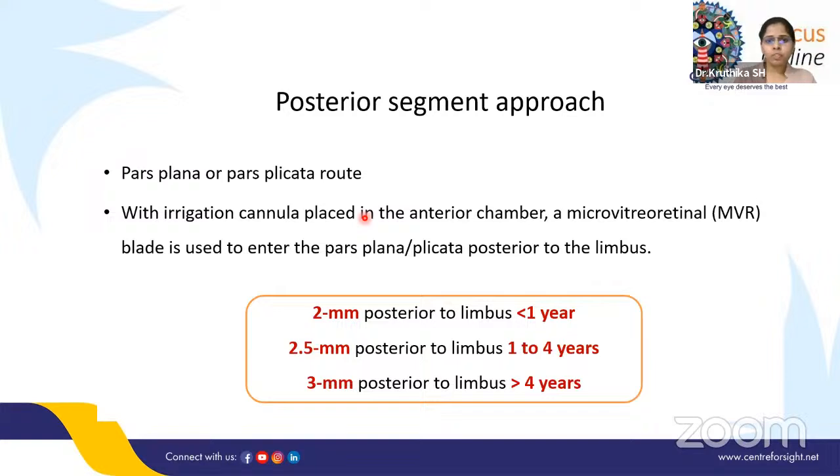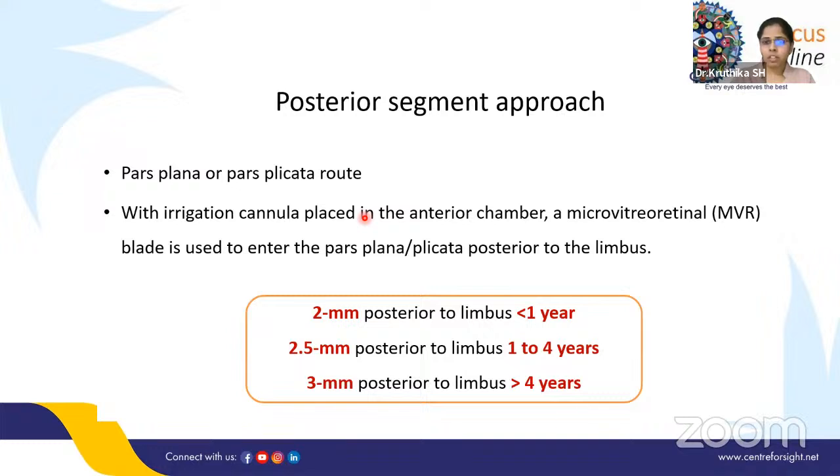Coming to the next approach, which is the posterior segment approach. As told before, it can be done either by the pars plana route or the pars plicata route. In this procedure, with an irrigation cannula placed in the anterior chamber, a microvitreoretinal blade is used to enter the pars plana or plicata posterior to the limbus.